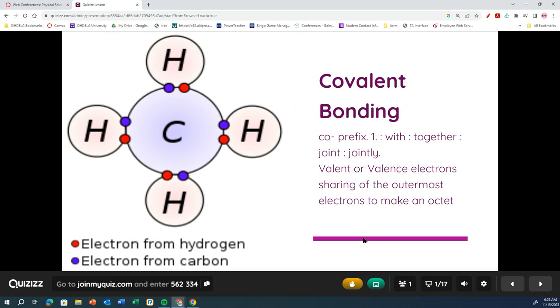If you take a look at the carbon and hydrogen bonding here, there are two nonmetals. The electrons for hydrogen are in red. The electrons for the carbon are in blue. So carbon has 4 electrons. It wants to get to 8, so it will share the electrons with the hydrogens to make 8. And the hydrogen wants to have 2 because it only has 1 orbital.